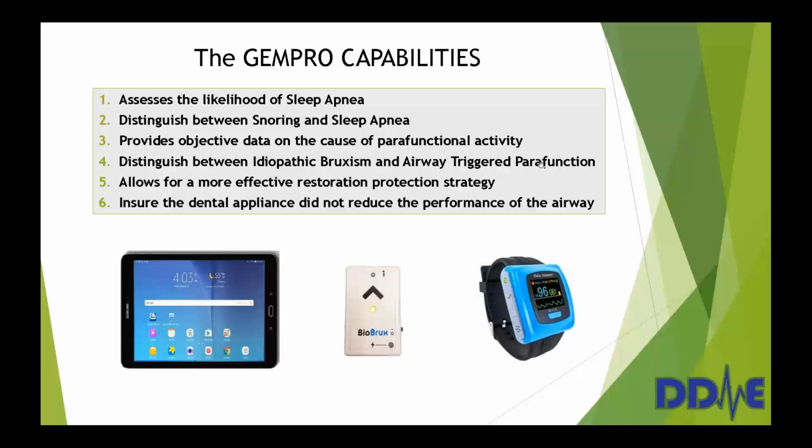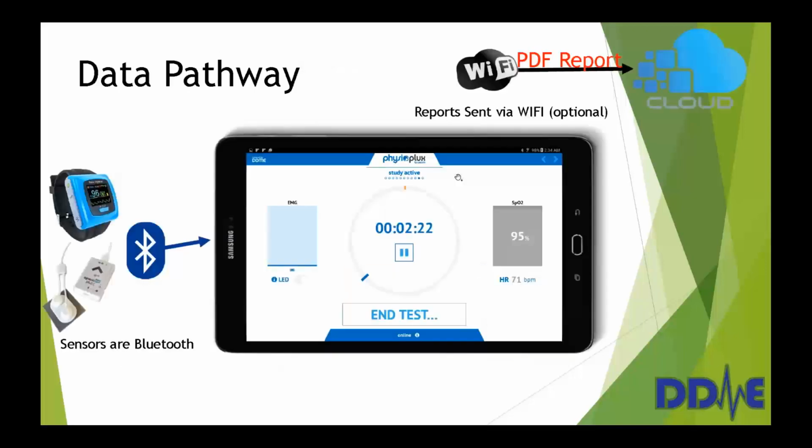In many cases, the cause can be managed, and if you can manage the cause, your restoration will have a much more likely chance of being successful over time. And number six, ensure that the dental implants, or whatever it is you've done for your patient, does not reduce the performance of the airway, and then actually also has the intended outcome. Okay, so that's the capabilities of the GEMPro.